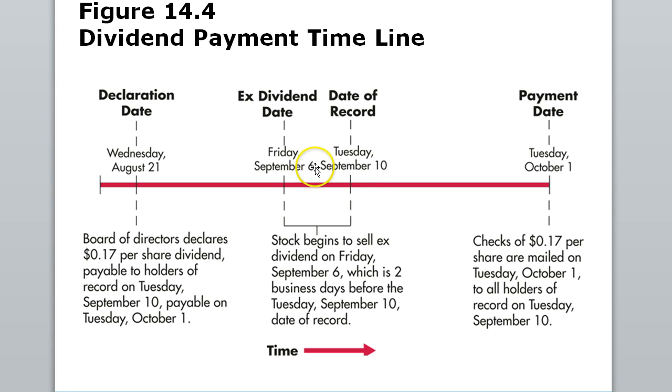So if you buy it between here, you won't get the dividend. So you need to own the stock on the ex-dividend date to receive the dividend on the payment date. Okay, if you buy the stock at any point after the ex-dividend date, even if it's Monday, September 9th, or Tuesday, September 10th, you're not going to get the dividend. You're only going to get the dividend if you own the stock on the ex-dividend date.